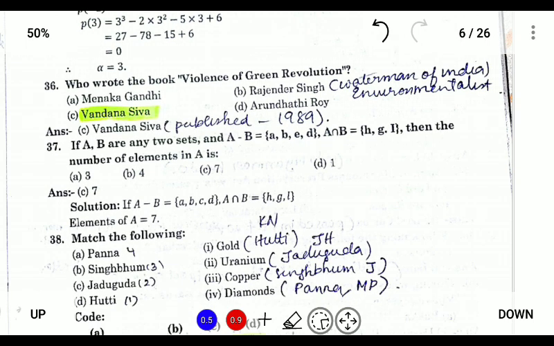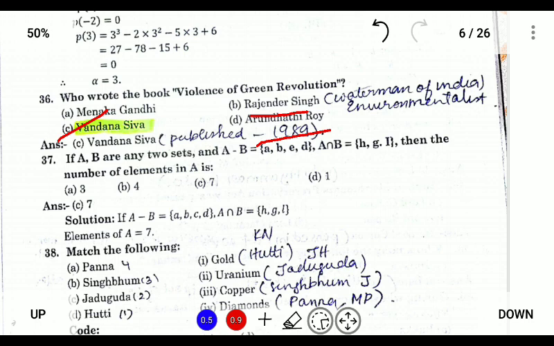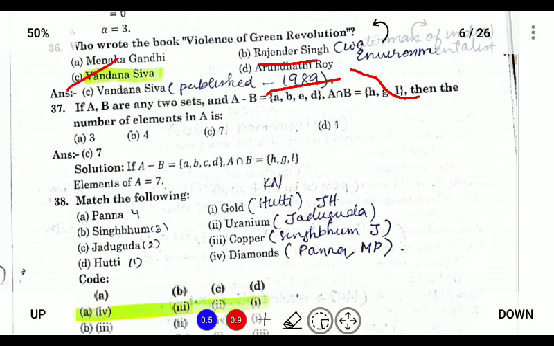Who wrote the book The Violence of the Green Revolution? Vandana Shiva wrote The Violence of the Green Revolution, and it was published in 1989. Rajendra Singh is known as the Waterman of India, and Arundhati Roy is responsible for the book The God of Small Things.